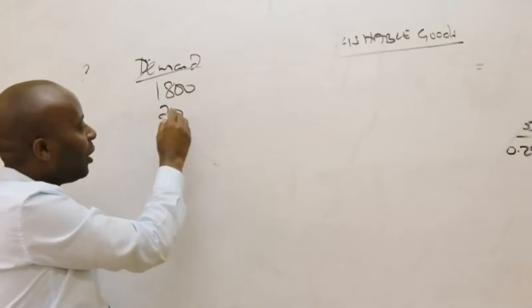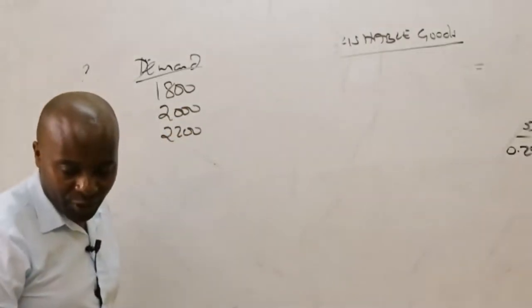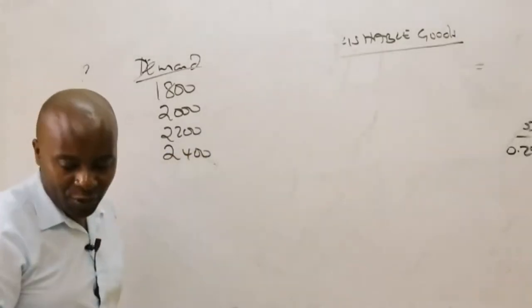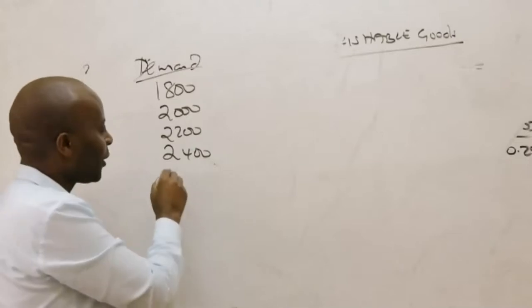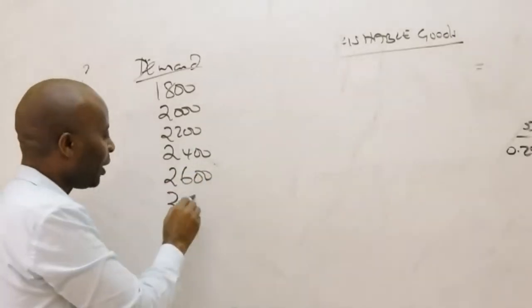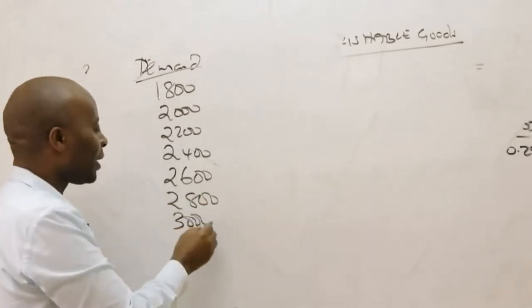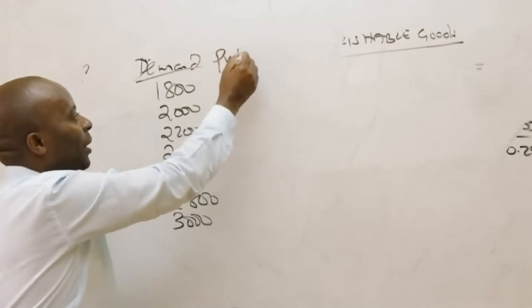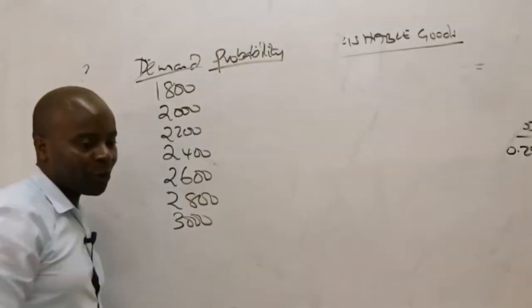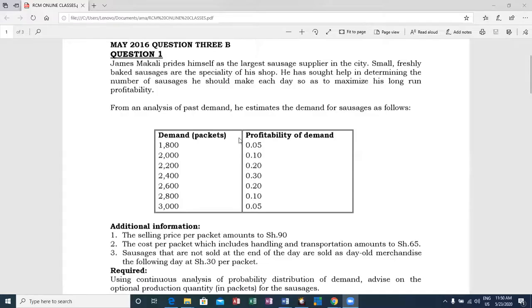We have 2000. We have 2200. We have 2400. We have 2600. From there we have 2800. And then we have 3000. That is supposed to be a column of probability. There's a small error there. That cannot be profitability, it's supposed to be probability, not profitability of demand.